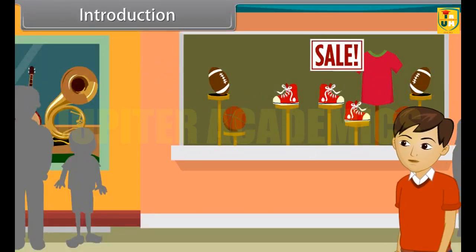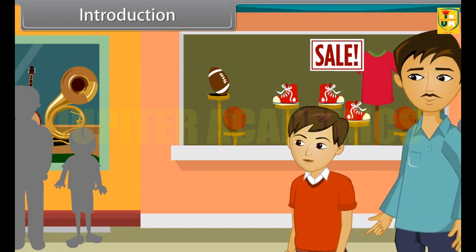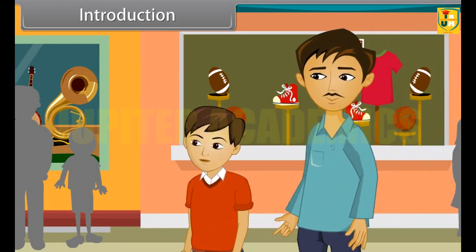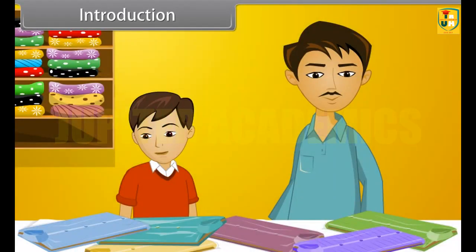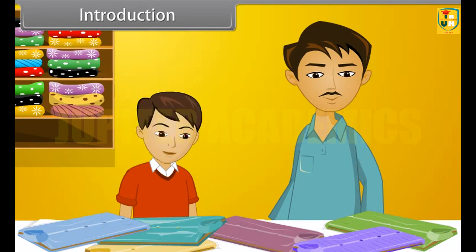Today, Tanuj came to the market with his father for shopping. He wants to buy some t-shirts and trousers. He enters a shop and saw a variety of colorful t-shirts.